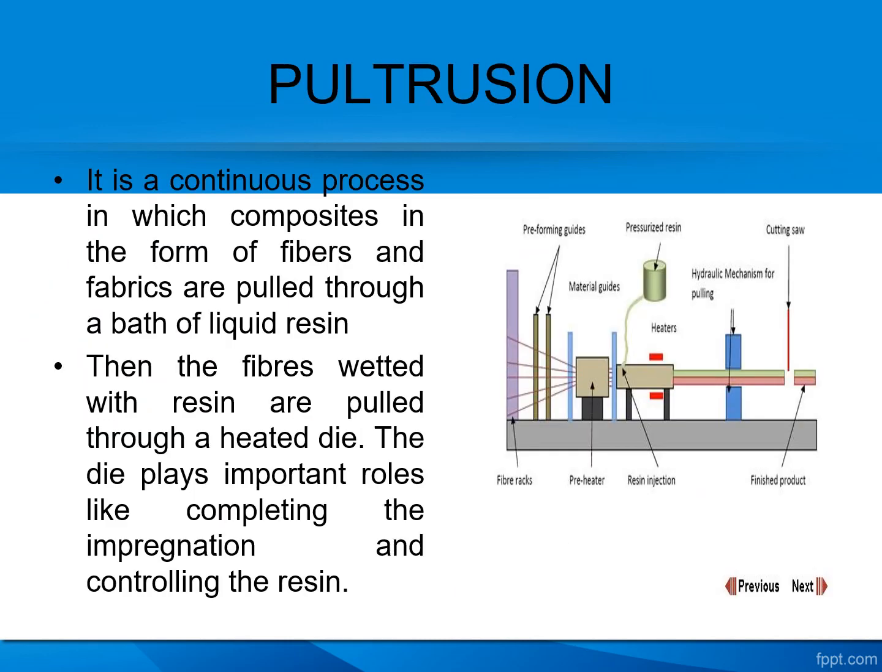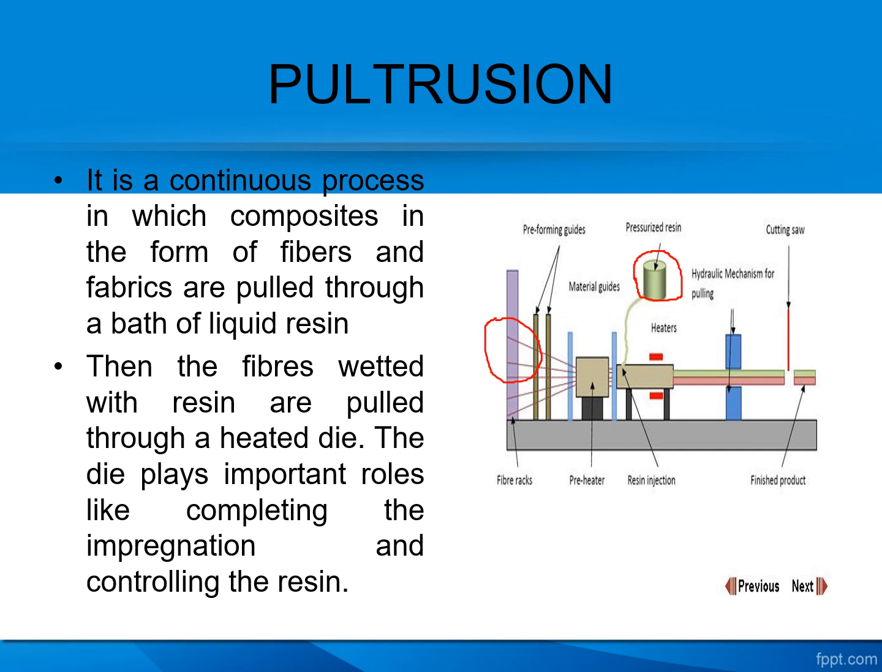Pultrusion process. See, it is similar to the winding process. It is used to manufacture small billets. The raw material is fiber over here. The fibers are allowed to pass through the material guide. This is the material guide. Once it passes through the material guide, it is sent through the pressurized resin. Then the fiber passes through the heated die.